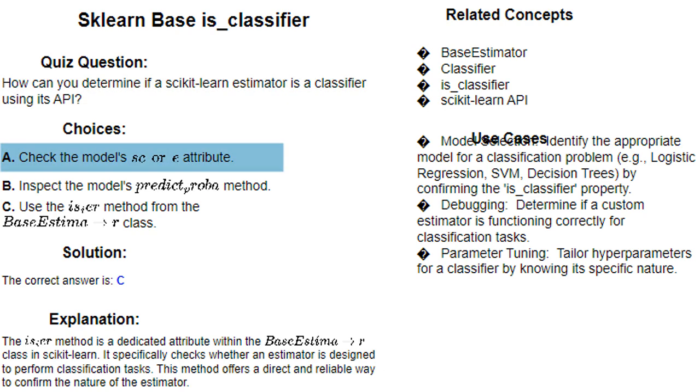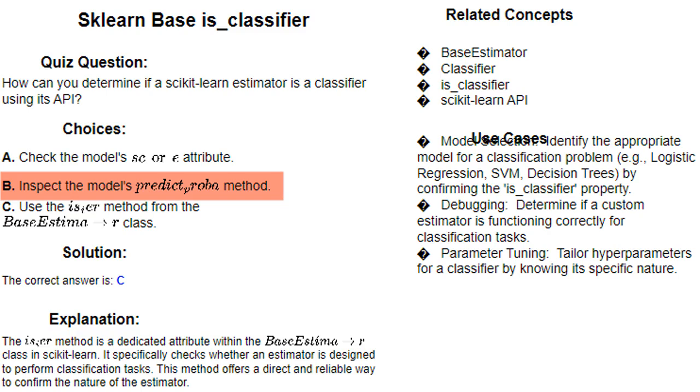Check the model's score attribute. The score attribute is used to evaluate a model's performance, but it doesn't provide information about whether the model is a classifier or not. Both classifiers and regressors can have a score attribute. False. Inspect the model's predict_proba method.